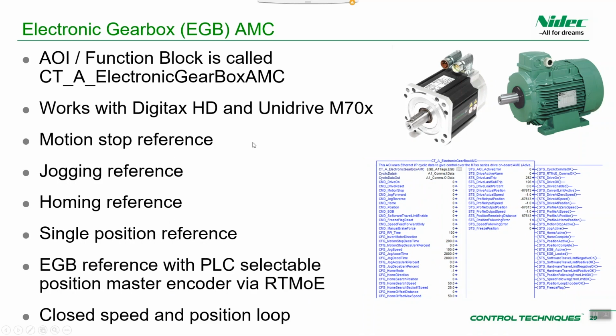Last of all, CTA Electronic Gearbox AMC. So this is an EGB or digital locking function block, or AOI, where it's Digitax HD and Unidrive M70X. Motion stop reference, jogging reference, homing reference, single position reference, so you haven't got 10 individual ones like the positioning reference, but you've still got the ability to dynamically position the axis if you want to. And then last of all, an EGB reference with a PLC selectable position master encoder over our IEEE 1588 RTMoE synchronous communications interface. And again, closed speed loop, closed position loop, so you've got very good shaft control there.